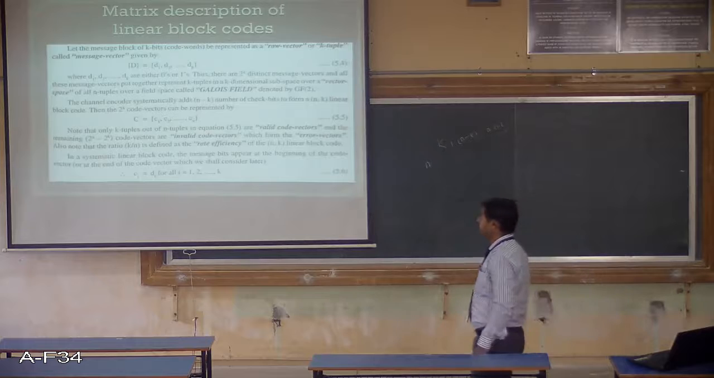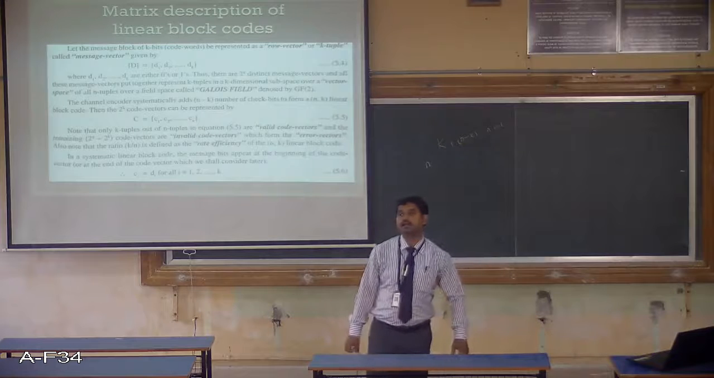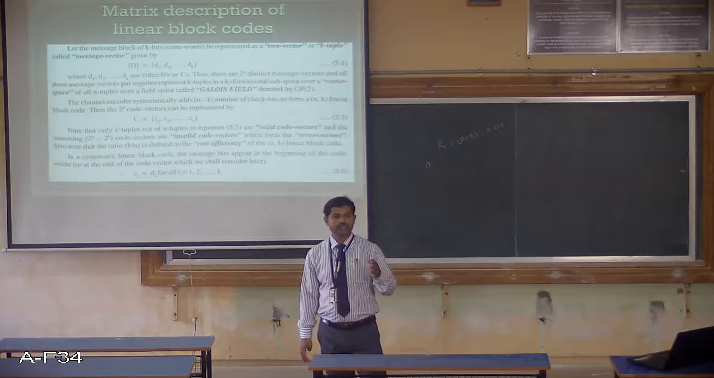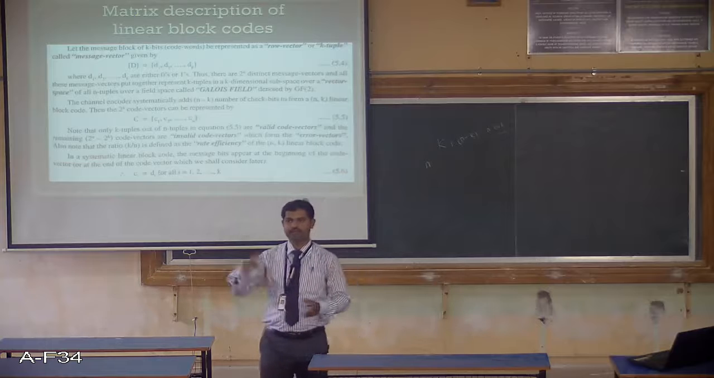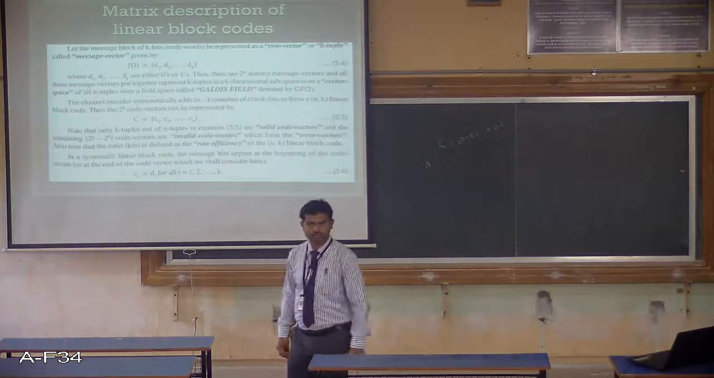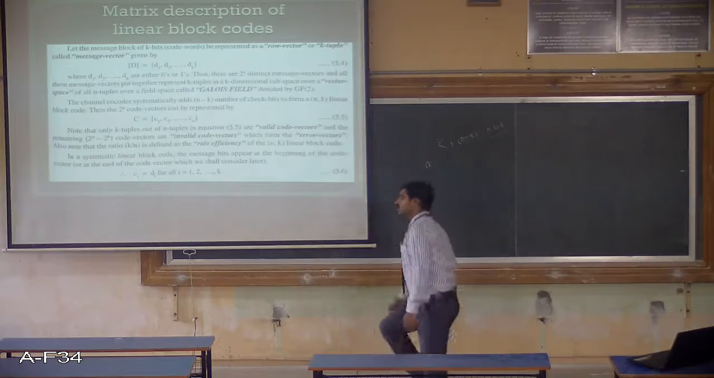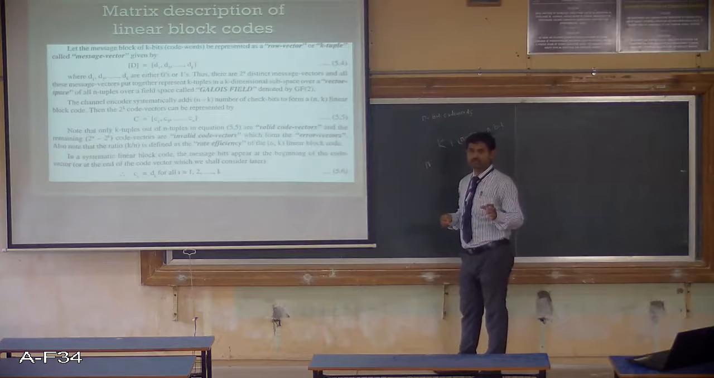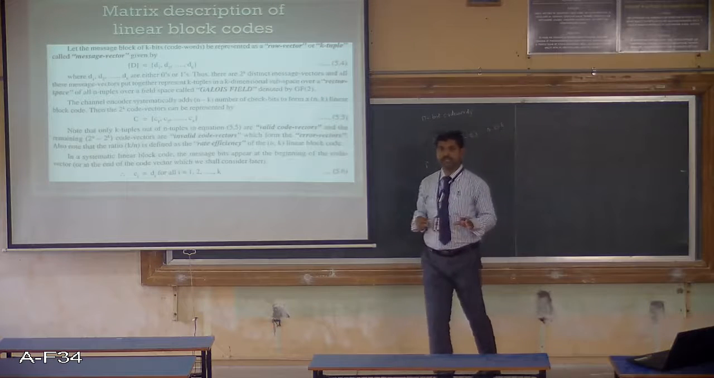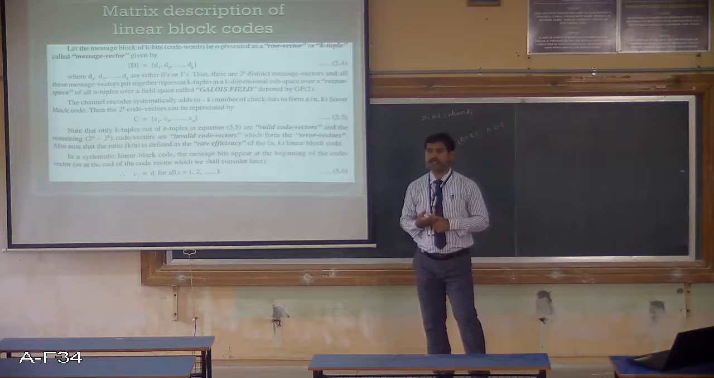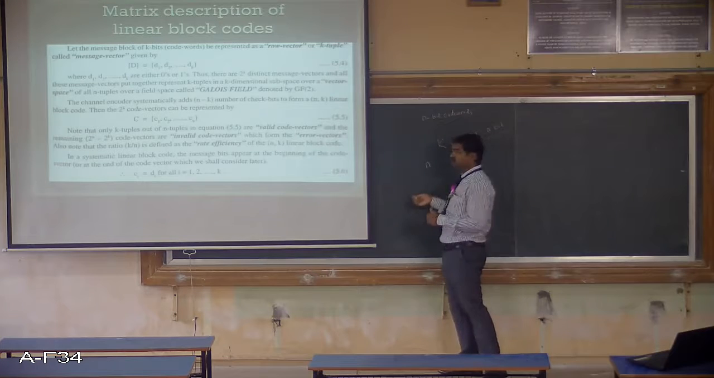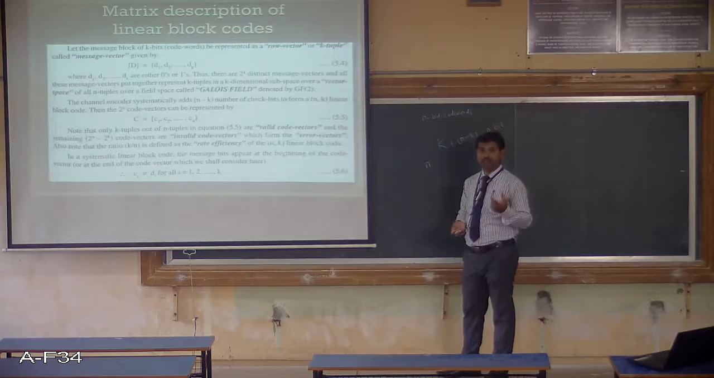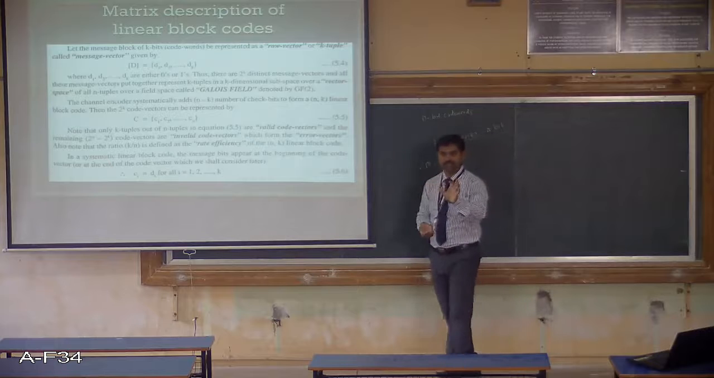So the next part is the matrix description of linear block codes. The channel encoder converts k bits into n-bit code words by doing some operation. So we need to find an equation for how the code words are formed, how it forms the n-bit code words. That kind of code we call an (n, k) code.